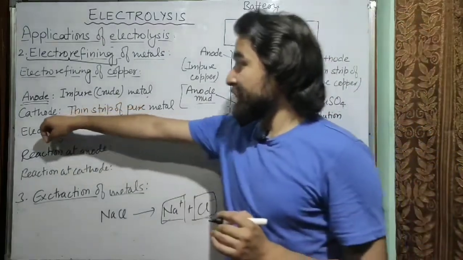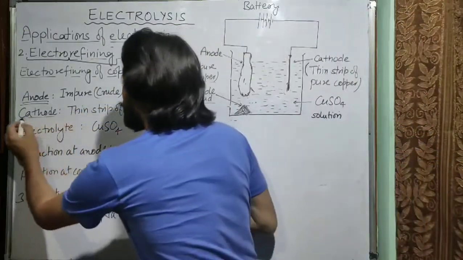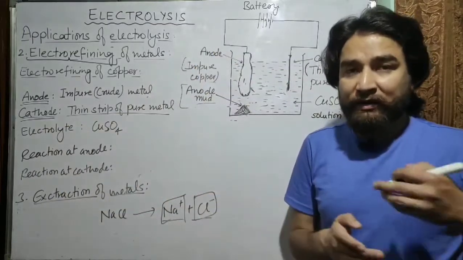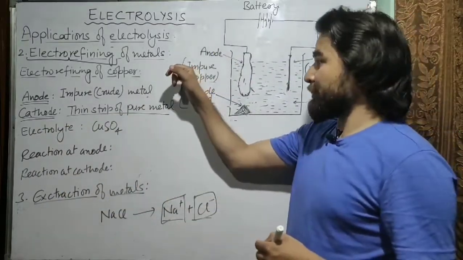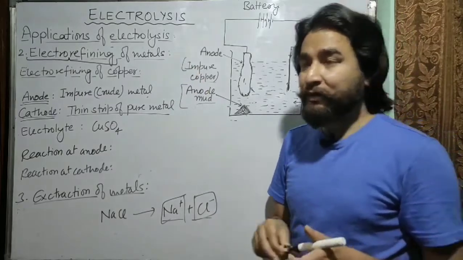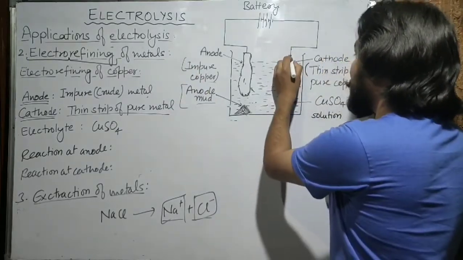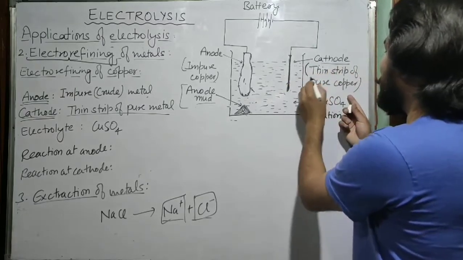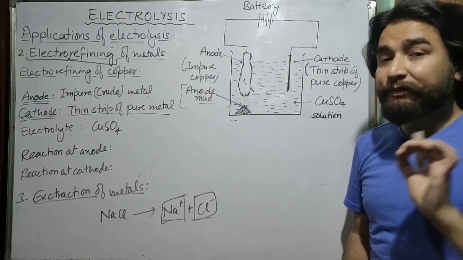Then the second thing, the cathode. The cathode must be a thin strip of pure metal, the same metal. If we have to do the refining of copper, then there must be a thin strip of copper at the cathode. So at the cathode we will have a thin strip of copper.